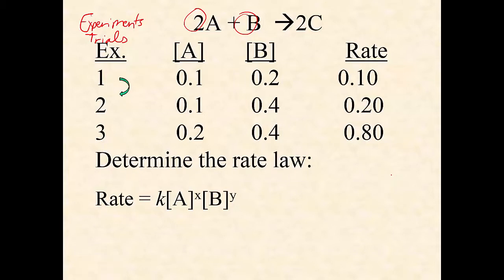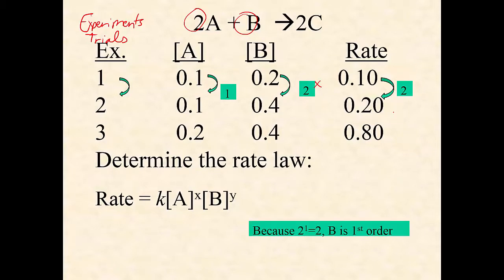So look at trial 1 and 2. You held A constant, it didn't change. So you ask, what did I do to B? B doubled. You look now at your rate. It's kind of like an if then. If I doubled B, my rate doubled. So you're asking yourself, 2 to what power is going to give me 2? That's a first order because 2 to the first power is 2. So you say B is first order. You just figured out the exponent for B.